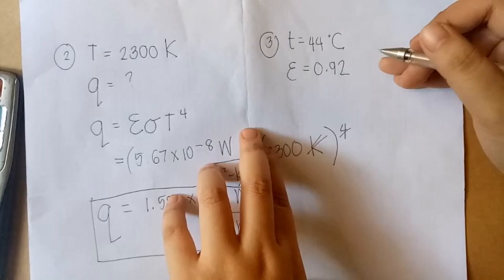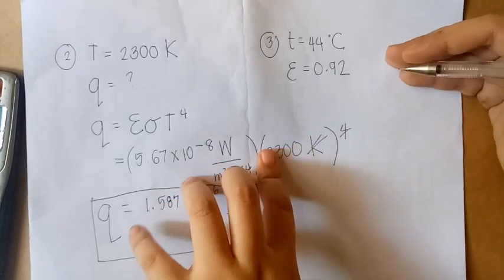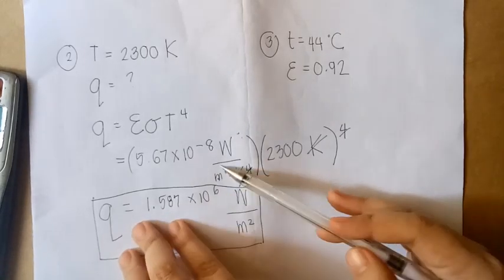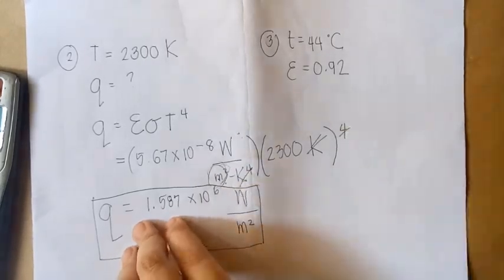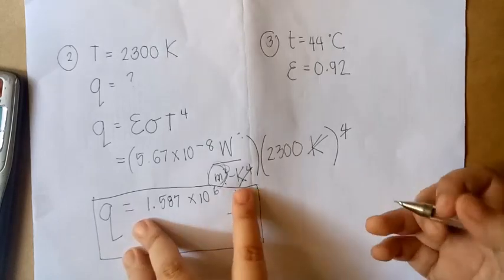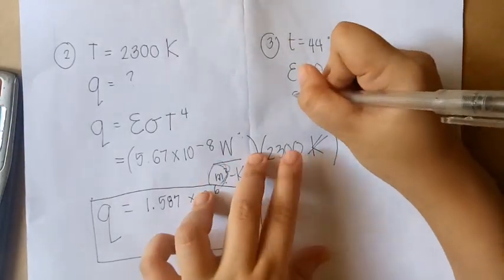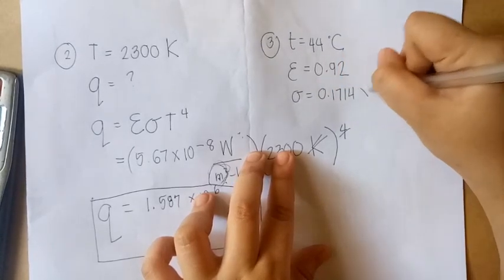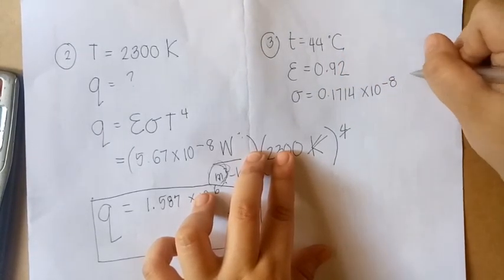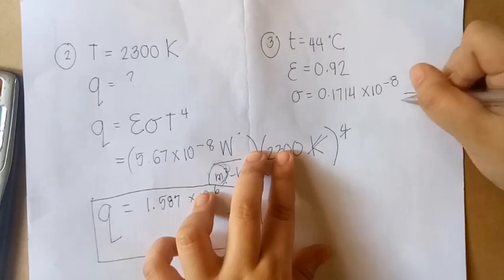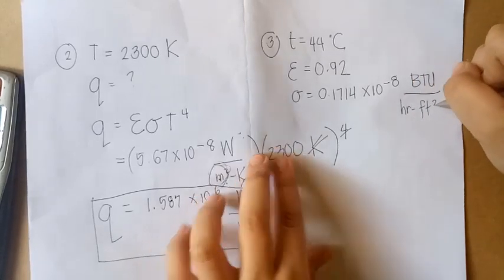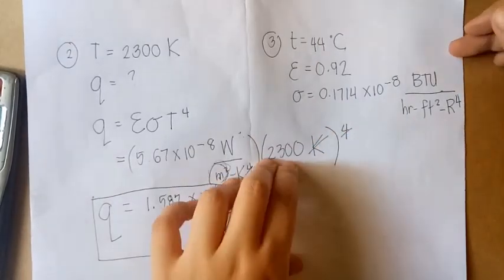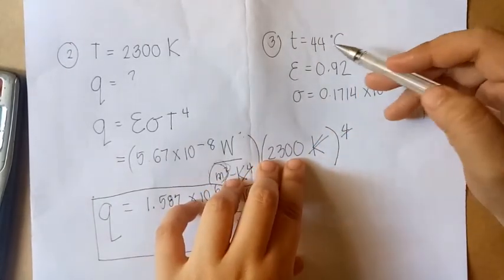So, naka per square foot. And kung ang gagamitin natin na constant ay ito, watts per square meter per Kelvin raised to 4, ang makukuha natin per square meter. So, para ang makuha natin ay per square foot na diretso, ang ating gamitin na sigma is yung kanina, 0.1714 times 10 raised to negative 8 BTU per hour per square foot per Rankine raised to 4. Now, yung ating temperature ay naka-degree Celsius.